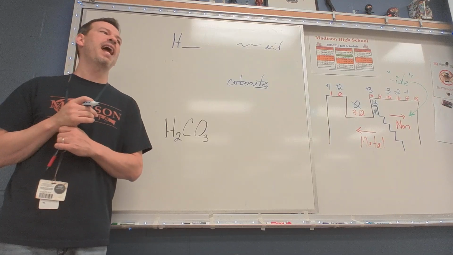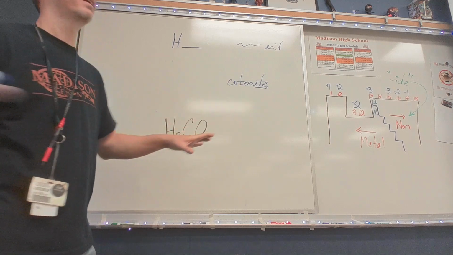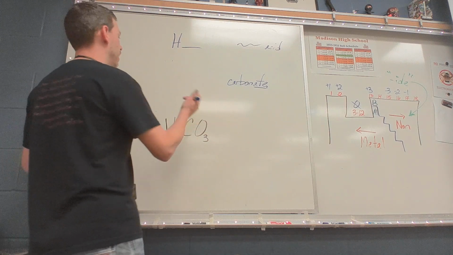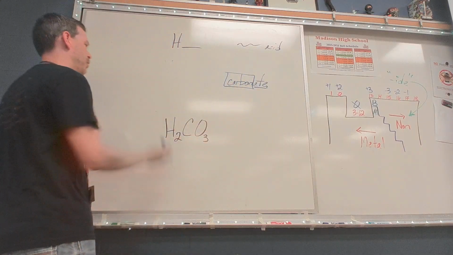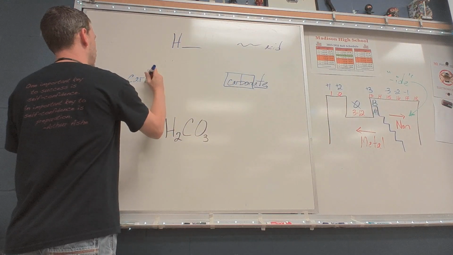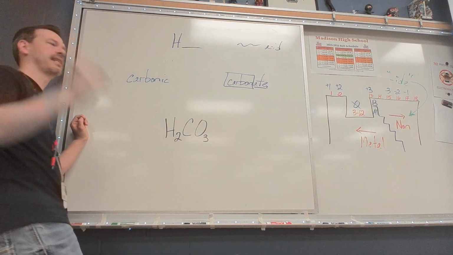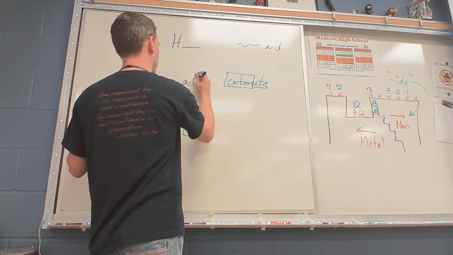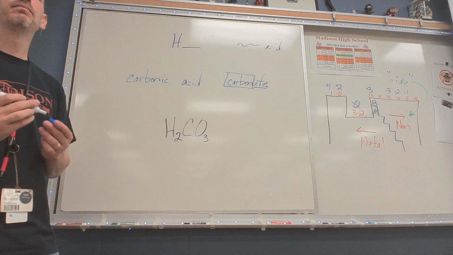Hey, what's the rule for ate? Ate turns into just ic. It's blank-ic. So in the blank, I'm going to put the leftover, then the ic from the previous slide, and you've got carbonic acid.